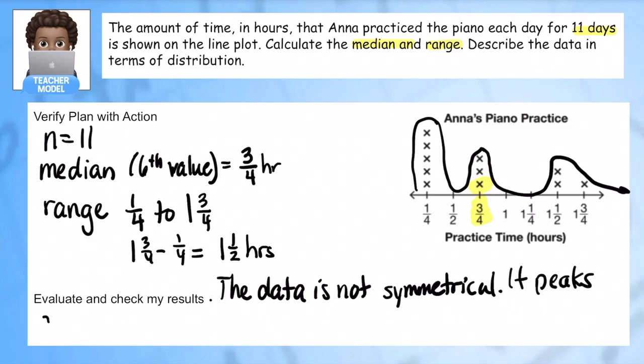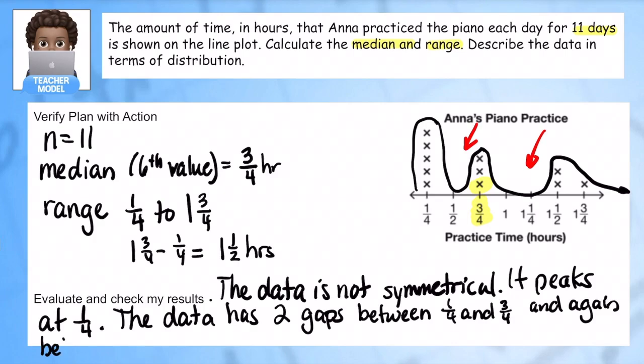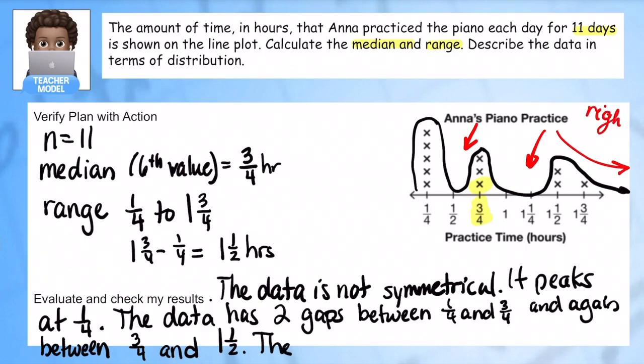It peaks at 1/4. The data has 2 gaps. You can see them here. Here's a gap. Here's a gap. Between 1/4 and 3/4. And again, between 3/4 and 1.5. In this case, you can kind of see the pull of it happening here. So we know it skews right. It has a positive skew.